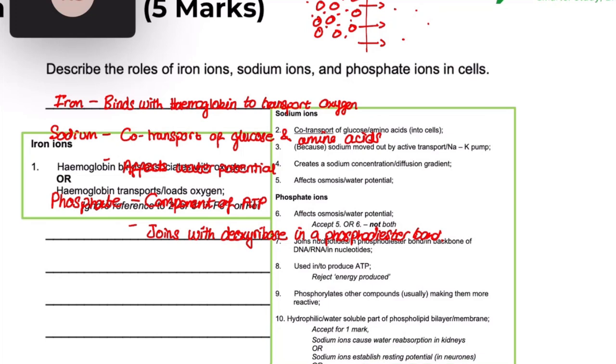Remember, when phosphates are released, they can go and combine with other compounds such as glucose, and it can make them more reactive. They are hydrophilic, water soluble, and part of the phospholipid bilayer. Again, something we will look at in the future.